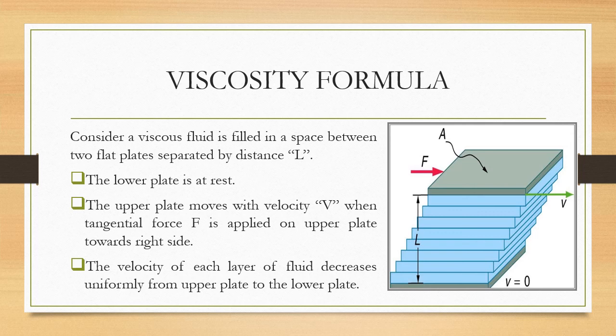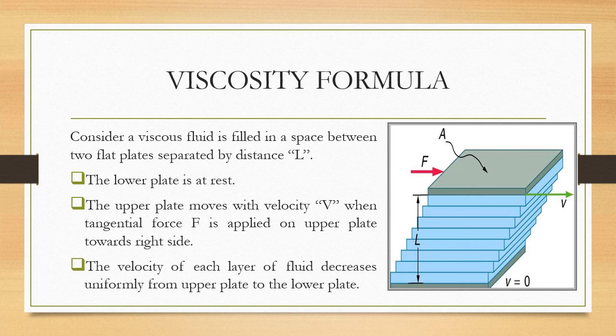Here we will consider a viscous fluid filled in a space between two flat plates separated by distance L, as shown in the picture. The lower plate is at rest, shown by v equal to 0. The upper plate moves with velocity v when the tangential force F is applied on the upper plate towards the right-hand side, as shown in the picture.